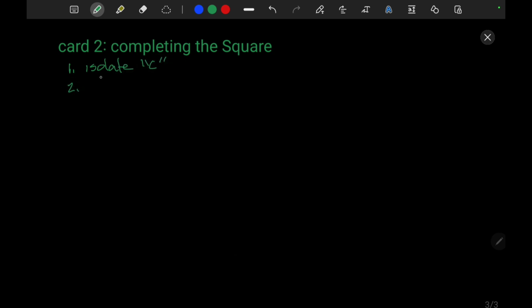Part 2 of completing the square. Let's review our steps. Step 1 is isolate C. Step 2, add b divided by 2 squared to both sides. Step 3, take the square root of both sides. Step 4, solve.